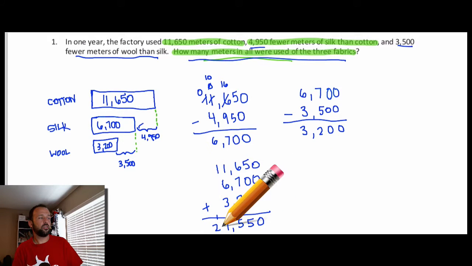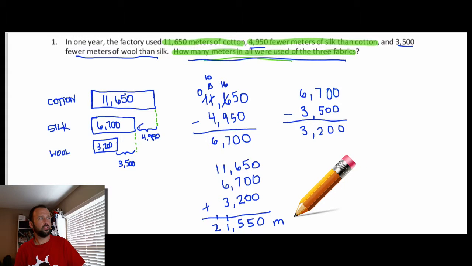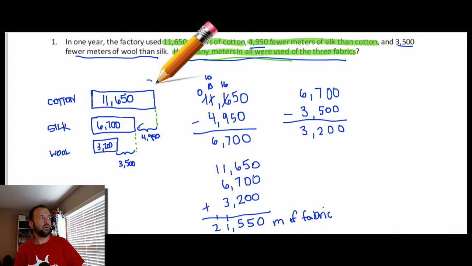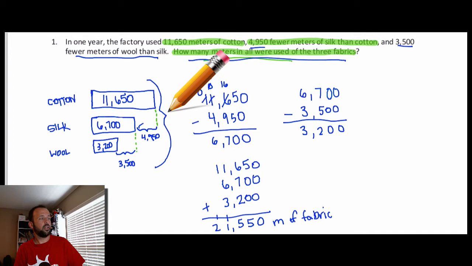Awesome. So I got 21,550 when I added those three numbers up. One important thing that I want to write, though, is that it's just not a number hanging out there in space. It's 21,550 meters of fabric. I want to make sure to label my answer, right, so I know what it is that I'm looking at. So altogether, I used 21,550 meters of fabric. Okay?